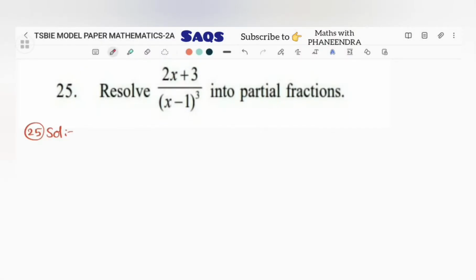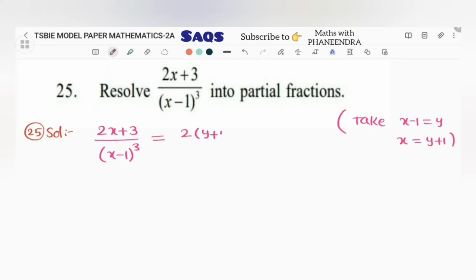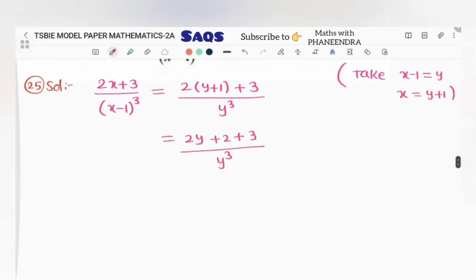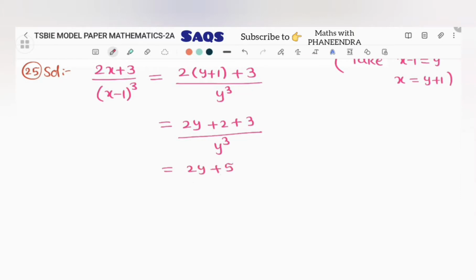In this question number 25, resolve 2x plus 3 by x minus 1 whole cube into partial fractions. First, the given fractional function is 2x plus 3 divided by x minus 1 whole cube. So it is like the 23rd problem which we discussed in this session. Take x minus 1 is equal to y, so x is equal to y plus 1. Wherever x is there, replace it with y plus 1, by y cube. So this is equal to 2y plus 2 plus 3 divided by y cube, so 2y plus 5 divided by y cube.